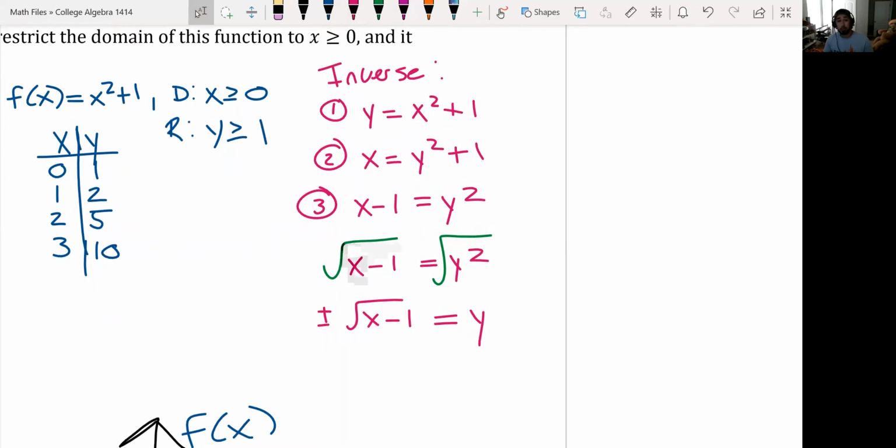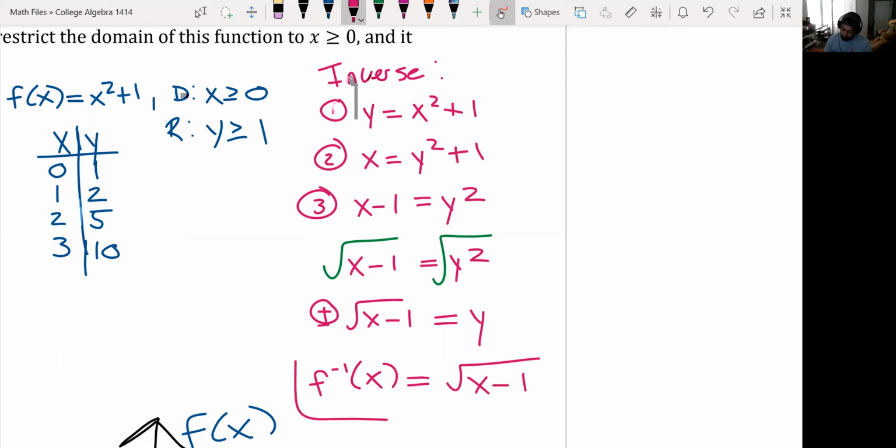But which one do we pick? Do we pick the positive or the negative? Well, look at my original domain and range. Everything here tells us that no matter what, our values are always going to be positive. X greater than or equal to 0, y greater than or equal to 1 means nothing but positive values. So for this one, we only choose the positive. And therefore, my final step is f inverse of x is equal to the positive square root of x minus 1.